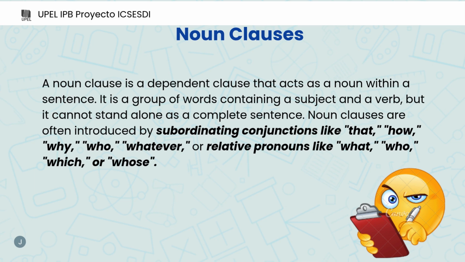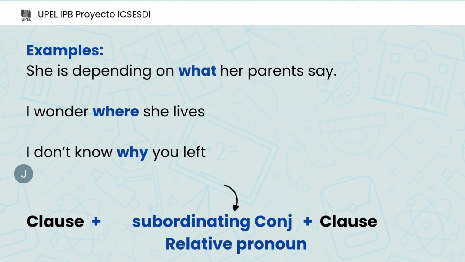A noun clause is a dependent clause that acts as a noun within a sentence. It is a group of words containing a subject and a verb, but it cannot stand alone as a complete sentence. Noun clauses are often introduced by subordinating conjunctions like that, how, why, who, whatever, or relative pronouns like what, who, which, or whose. So it means you have a dependent and an independent clause.